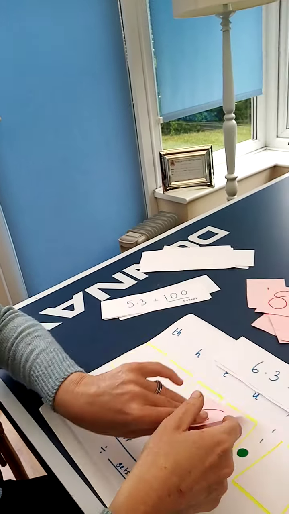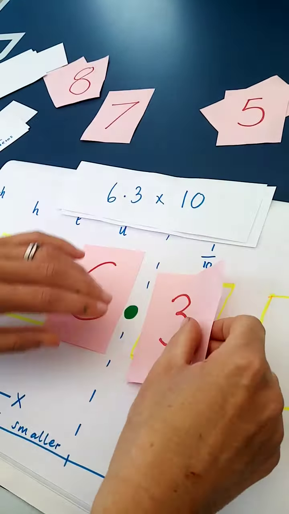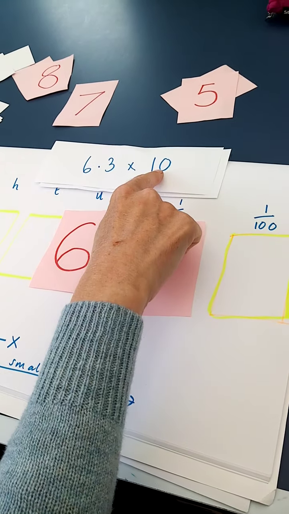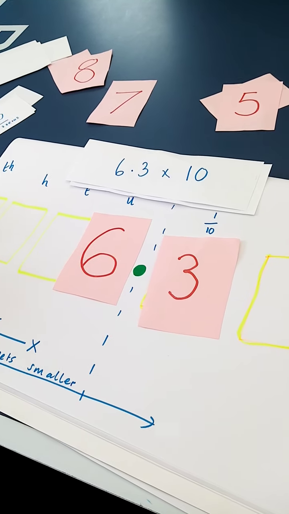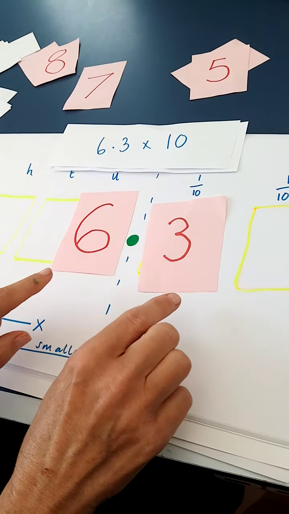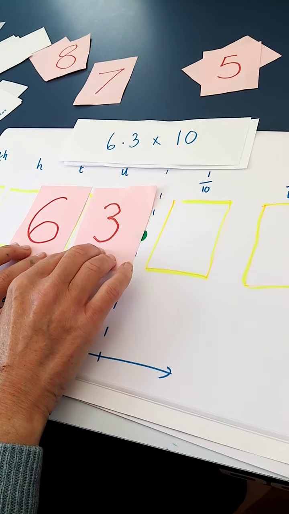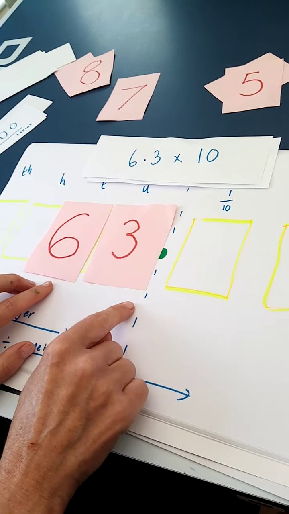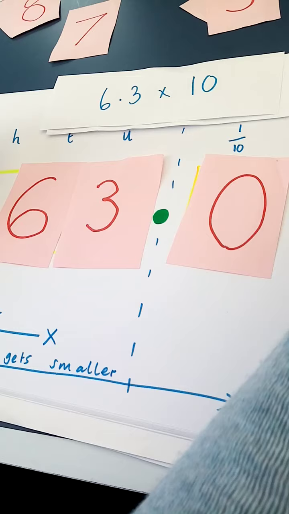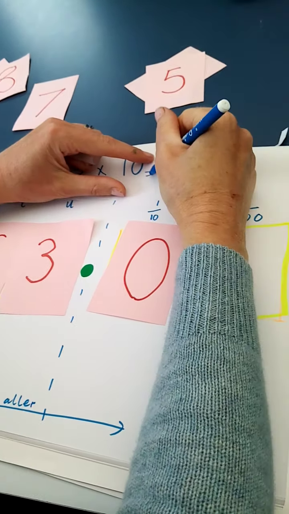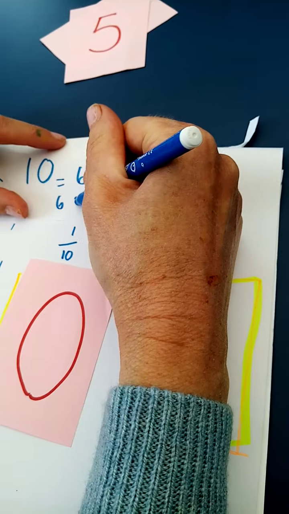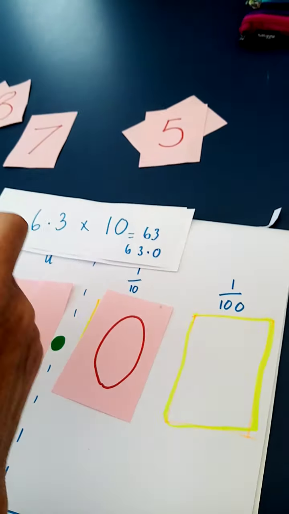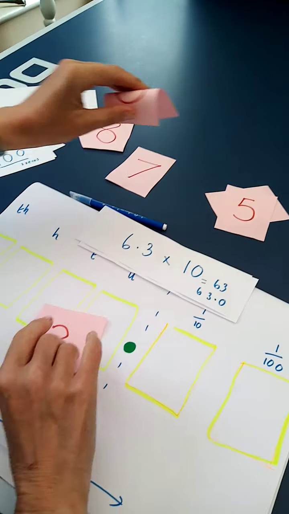I've got 6.3 times 10. Timesing it by 10, so it's going to get bigger, it's going to move to the left. Timesing it by 10, they all jump one place. Whoop. So it's 63. Now I'm going to put my zooming zero in that missing space. So the answer for that is 63.0.